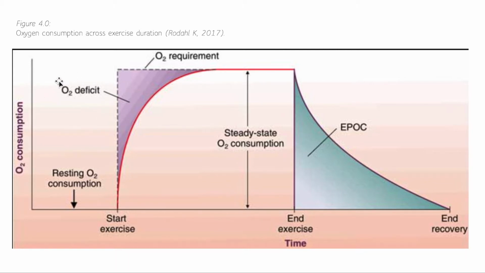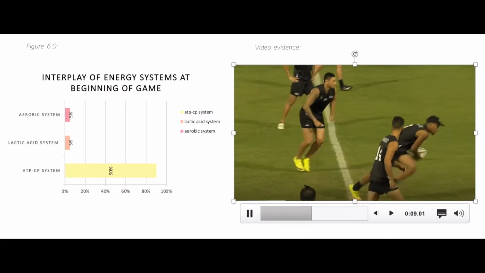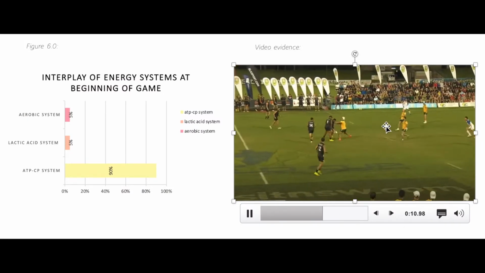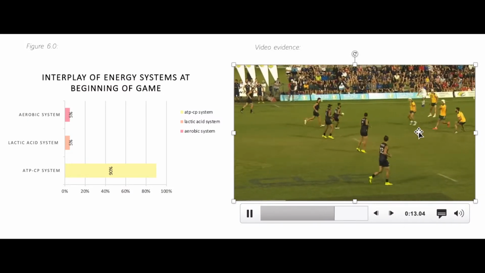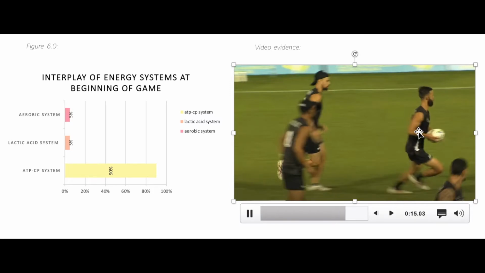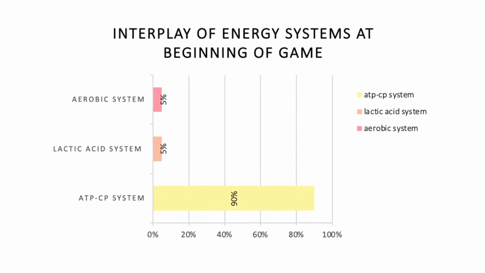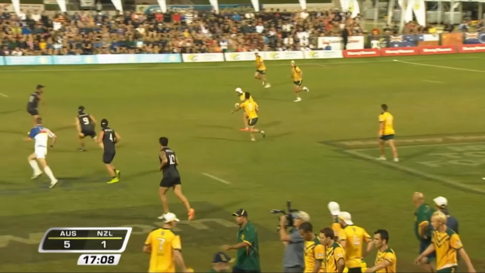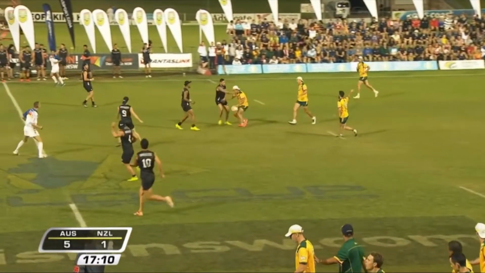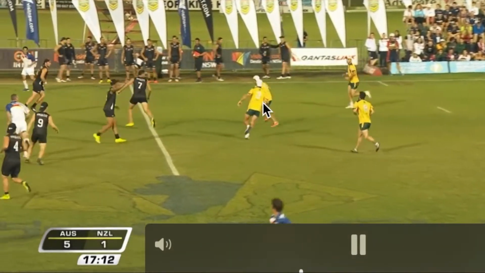In this example, following the commencement of the touch football game, Norman is shooting off of the defensive line to make multiple touches, with the ATP-CP system producing 90% of ATP resynthesis, with the lactic acid system and aerobic system supporting with 5% contribution each. As seen in the next video, Norman, along with the middle and links, begins to drive the ball forward with pace and intensity when in possession.